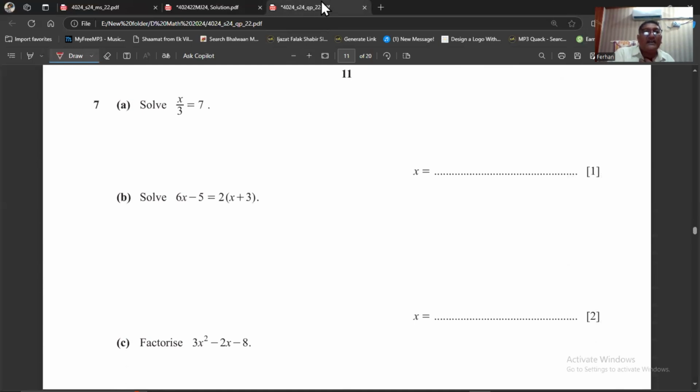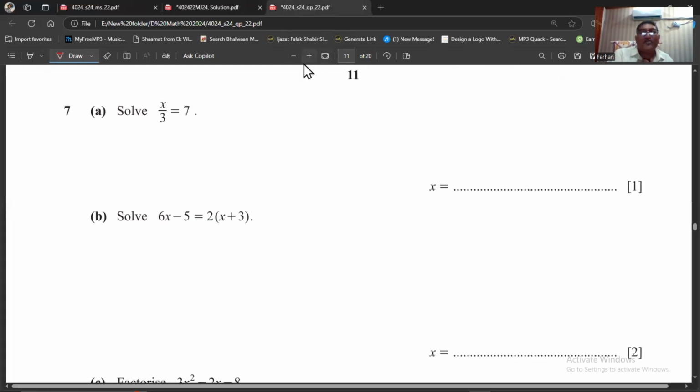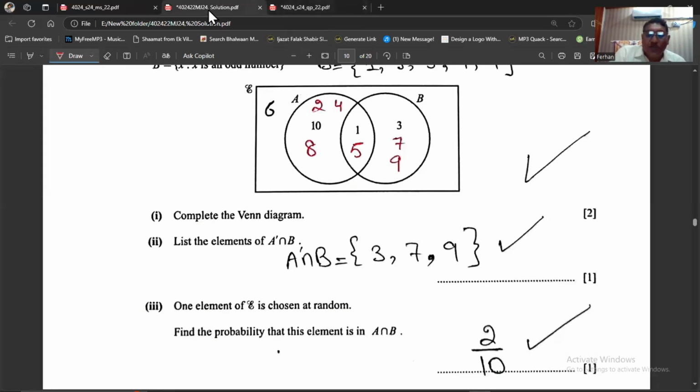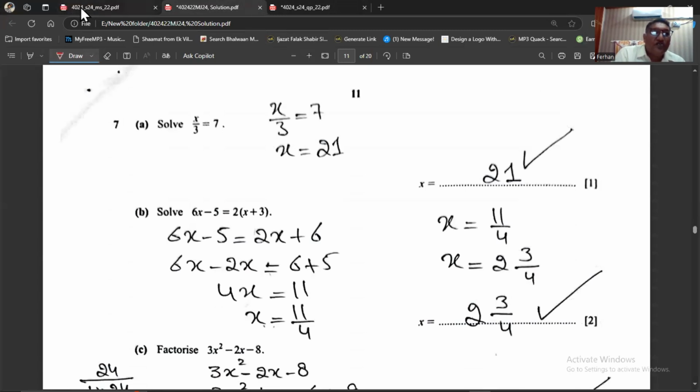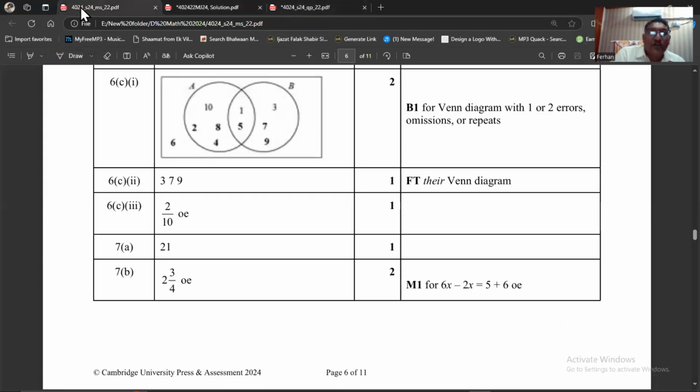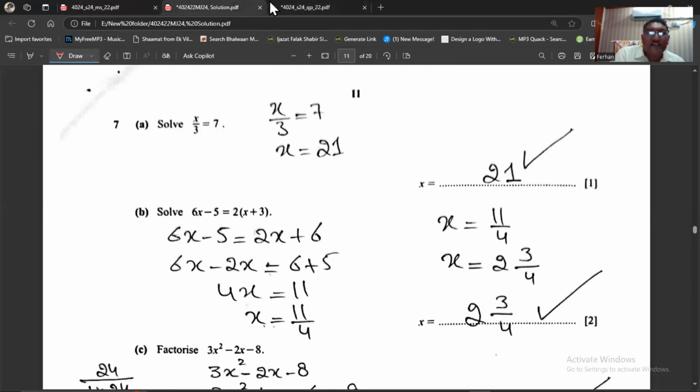Okay, question number 7 is coming up on your screen. A part, he says solve x by 3 equals 7. Solve means to find the value of x. So the value of x will be 7 multiplied by 3, and that will be 21. x will be equal to 21. Let me show you my solution. So x will be equal to 21. Let's check. x is 21, and this is how it is done.